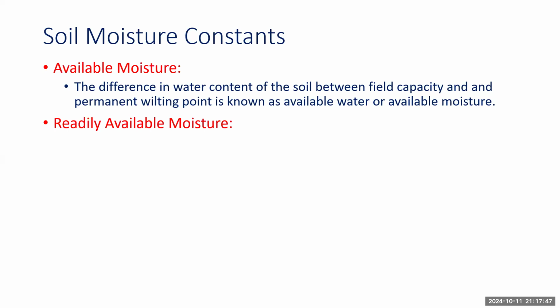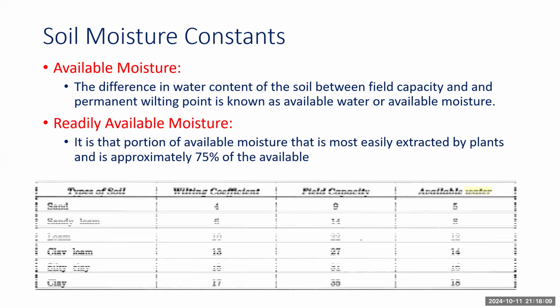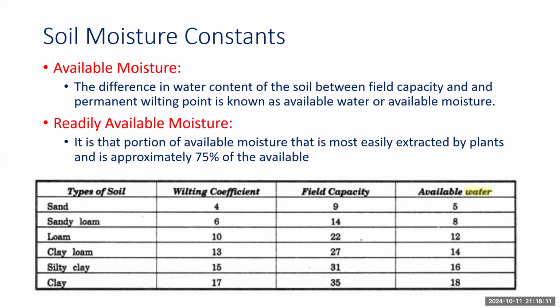Now, available moisture is used for the growth of crops. But out of this total available moisture, there is some readily available moisture, and it is approximately 75% of available moisture. It is the portion of available moisture that is most easily extracted by the plants. That is called readily available moisture.